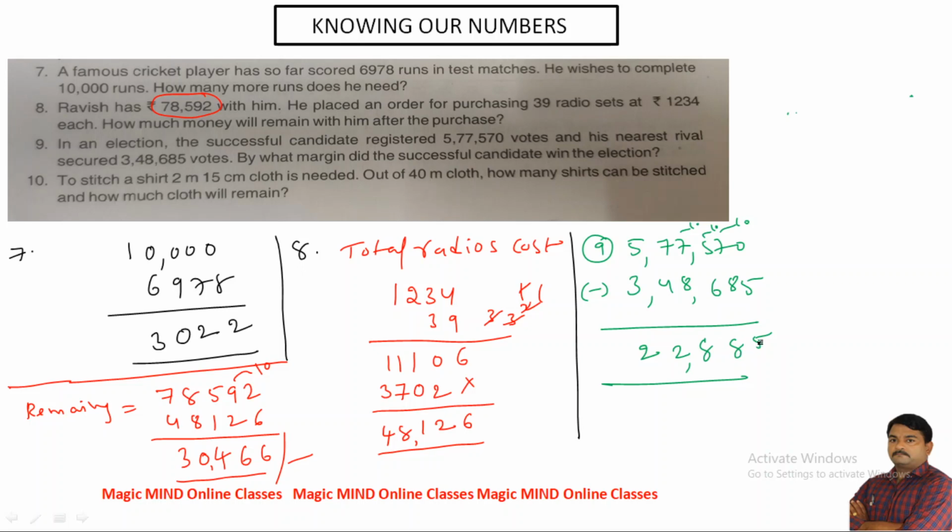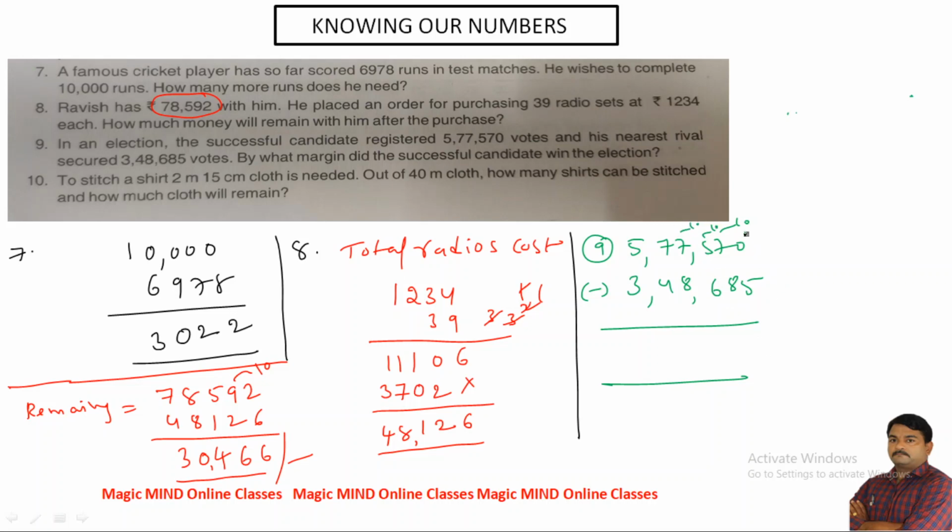22,000. Am I telling correctly? Observe why I am getting only 22,000. Why am I getting only 22? There we have 5 lakhs, here we have 3 lakhs.